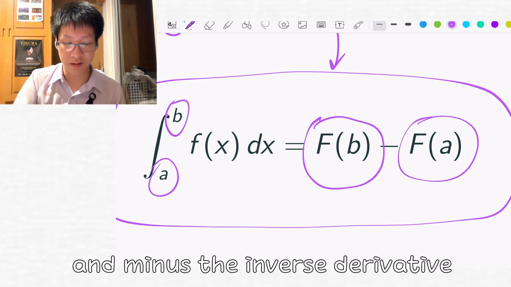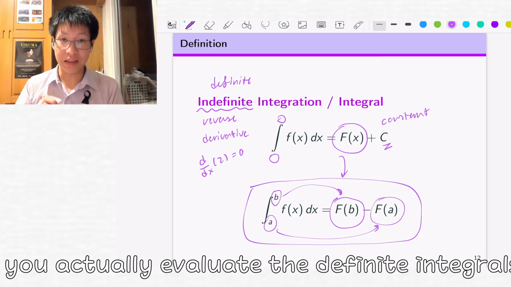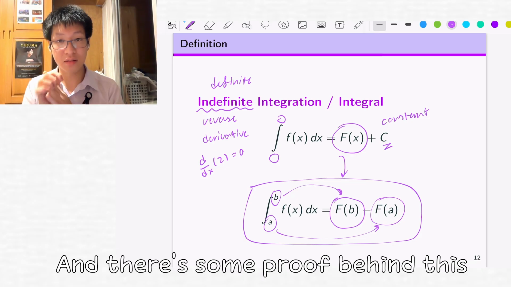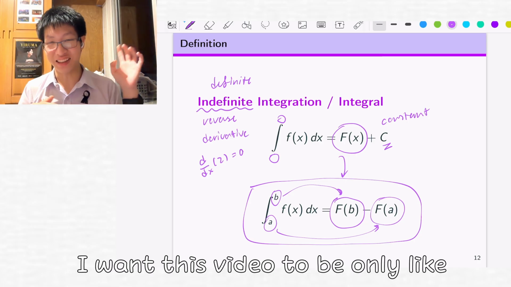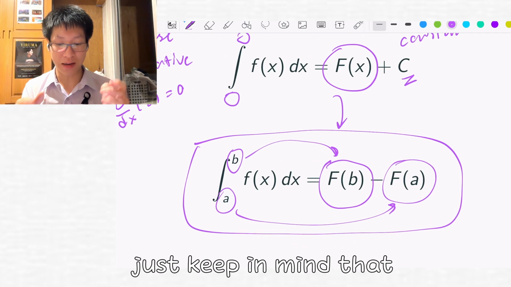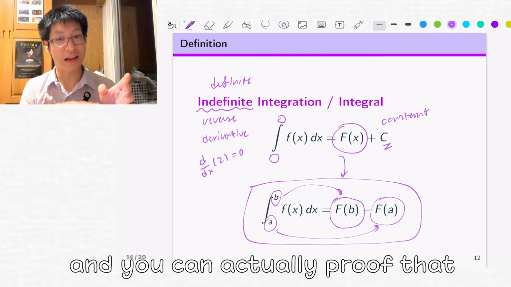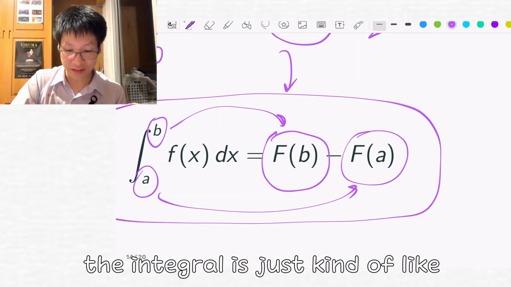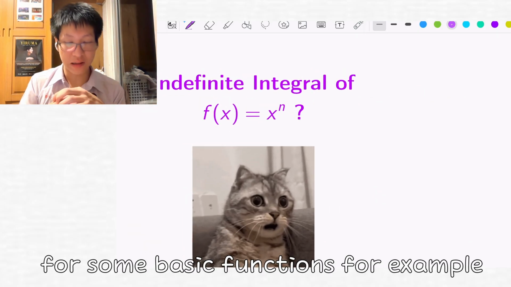With this, you can evaluate the definite integral by taking the inverse derivative at the top bound and subtracting the inverse derivative at the bottom bound. This is how you evaluate definite integrals. There's some proof behind this, but I'm not going to cover it in this video because I want it to be only about 20 minutes. Just keep in mind that this is related to the fundamental theorem of calculus, and you can prove that the integral is just the reverse derivative. Together, we can now evaluate some basic functions.